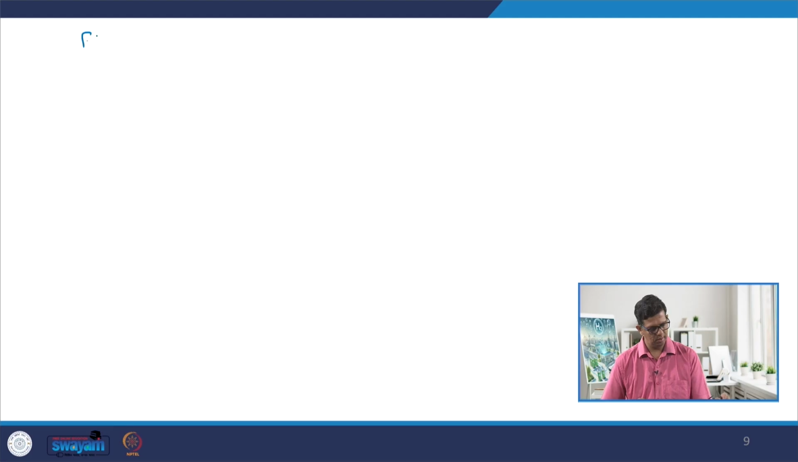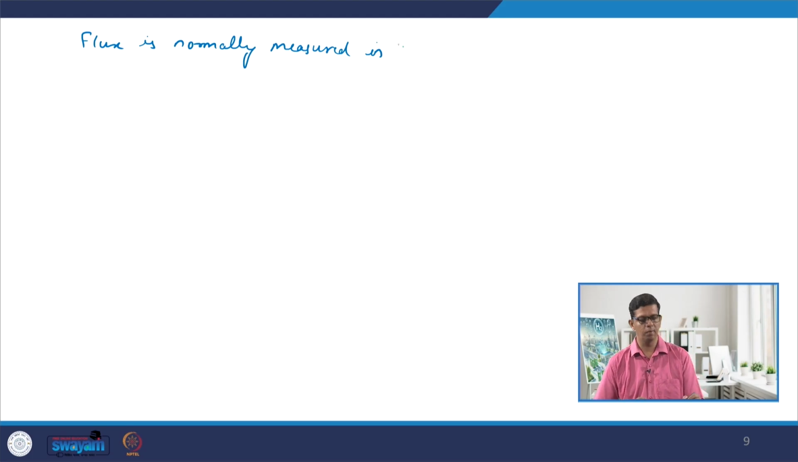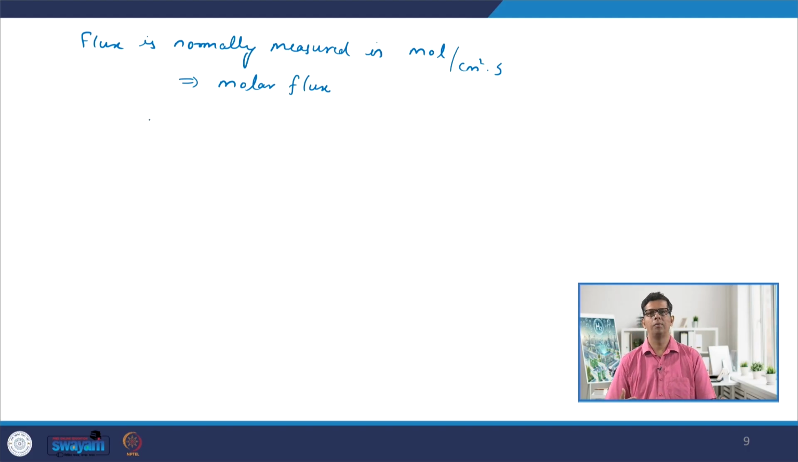And flux is normally measured in molar quantities, so it is called molar flux. Instead of calculating this on a volume basis, we measure it on a molar basis. So, it is mole per centimeter square per second. This is basically molar flux. This is in the case of water flowing through the pipe, the example we just took. What happens in the case of charge?